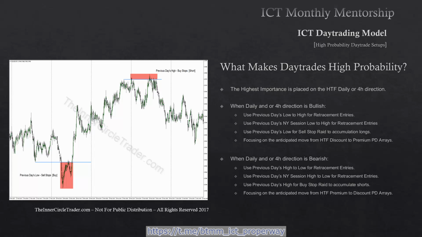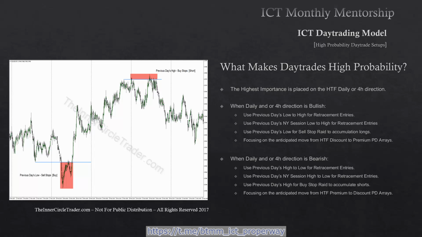When daily and or 4-hour direction is bearish, use previous day's high to low for retracement entries. Use previous day's New York session high to low for retracement entries. Use previous day's high for buy stop run, accumulate shorts. Focusing on the anticipated move from the higher time frame premium to discount PD arrays.